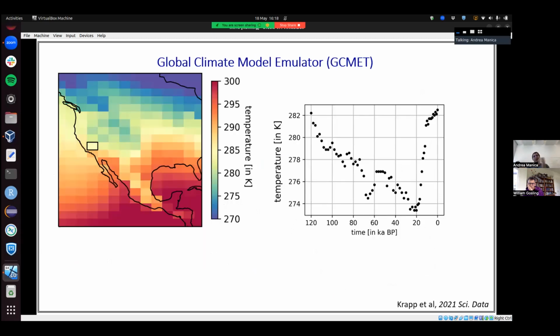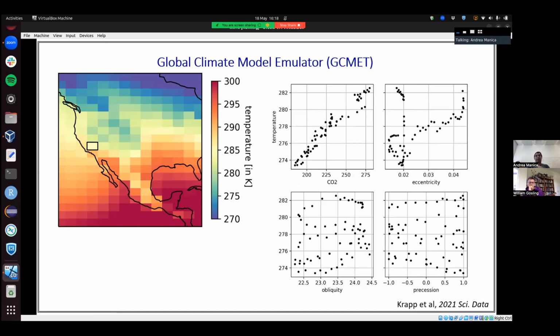And so the logic goes as follows. Just imagine that we focus on one particular cell. I'm afraid my example here is for the Americas rather than for Africa, but the same stands for Africa. So what we have is the temperature reconstructed by HAD-CM3 for that one cell. Those temperatures were generated by the combination of a set of input parameters. We have CO2, which, unsurprisingly, has a big impact on the temperature, but there are also the other orbital parameters.